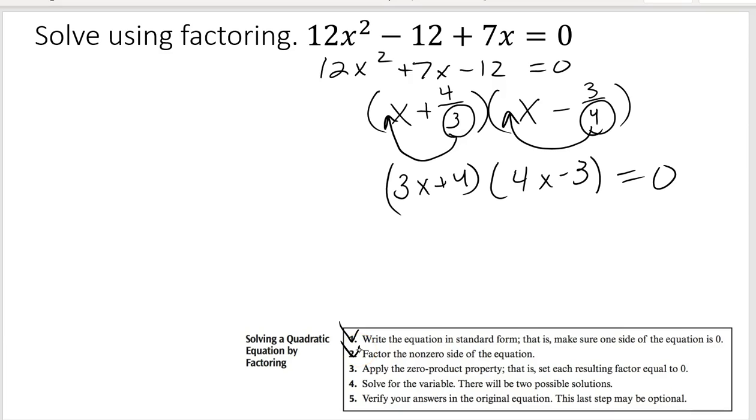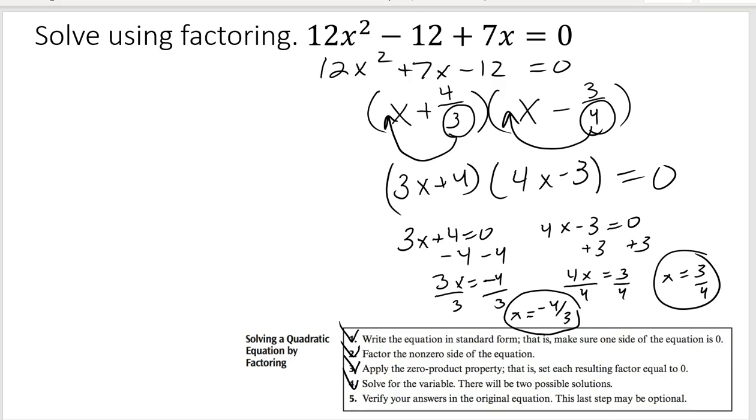So we can move on to step 3. Step 3 says apply the zero product property. What we're going to do here is set each factor equal to 0. So I say 3x plus 4 is equal to 0, and 4x minus 3 is equal to 0. And I solve each equation.